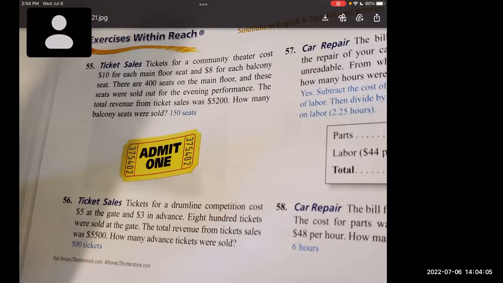Oh, I almost forgot to write down how many advance tickets were sold. That was their question. How many balcony tickets were sold?